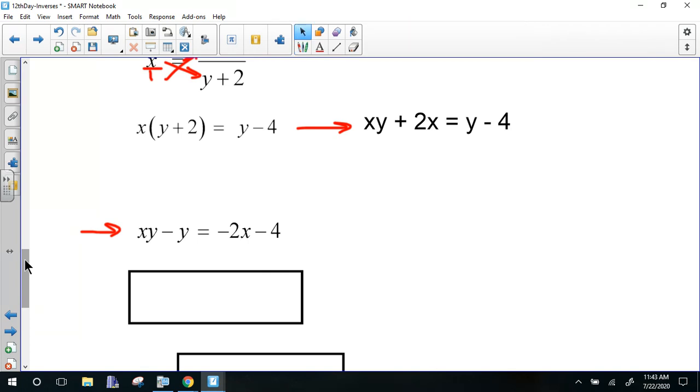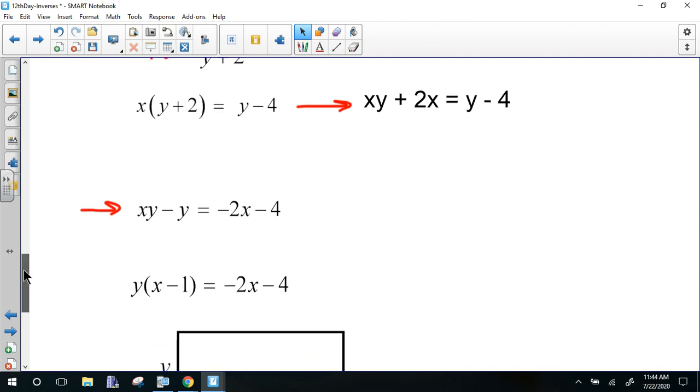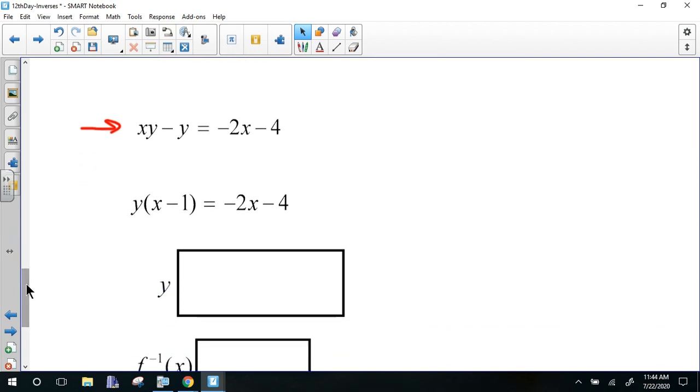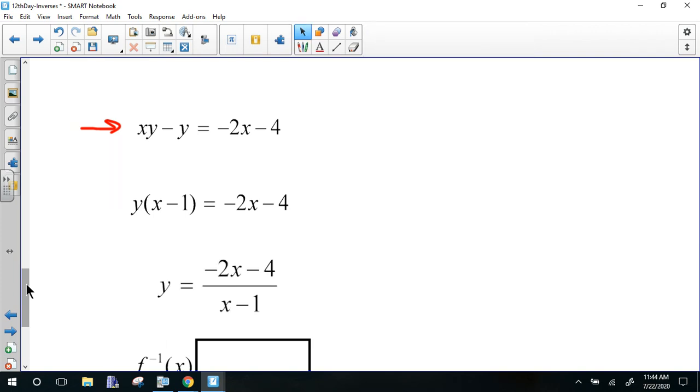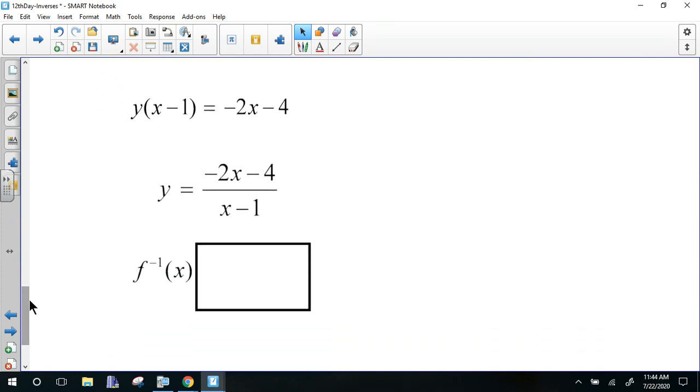Now what I can do is factor out a y. If I factor out a y, I've got x minus 1 left. And I can divide by x minus 1 to get y by itself. And I replace that y with f of -1 of x to get my inverse.